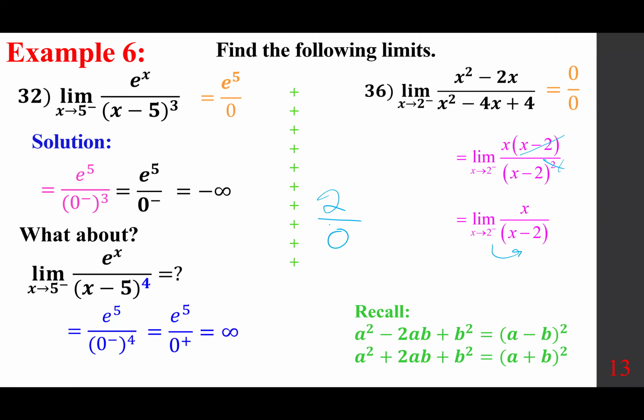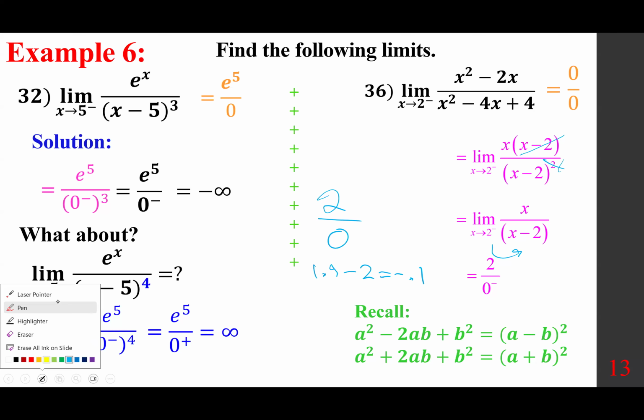To figure it out, 2 from the left means like 1.9 minus 2, which is minus 0.1. So it's 2 over 0 from the left. You know the answer is infinity. However, because the denominator is 0 from the left, that means the answer is actually minus infinity. And that's important to know. Negative infinity is the final answer.